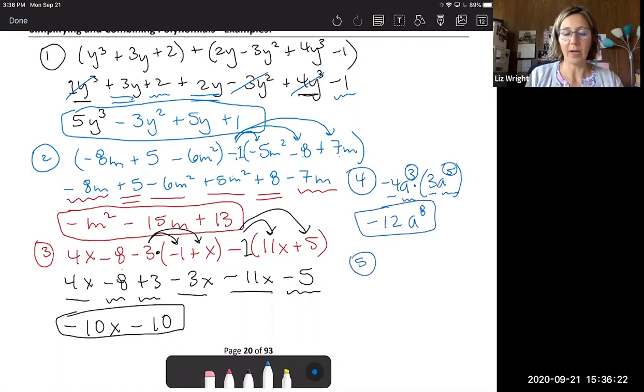And then for number 5, our next one is going to be negative 4a cubed b squared, and we are going to multiply that by 3a to the 5th b to the negative 2. I'm going to have to write really small. Watch out.